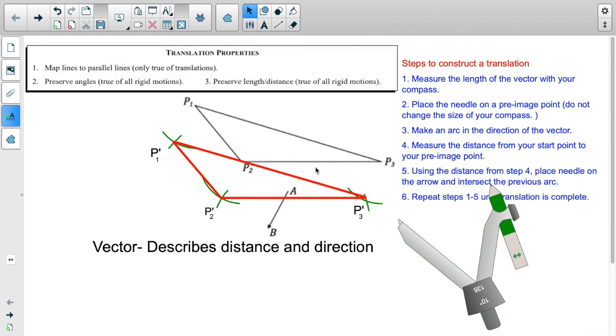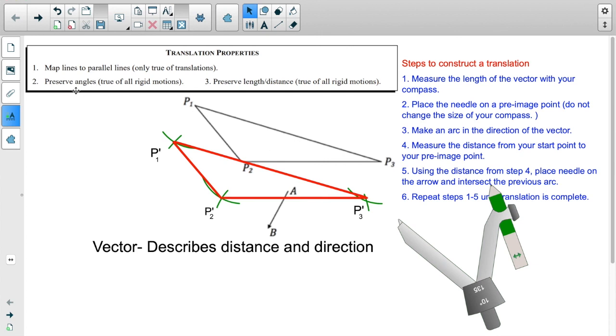Okay, well, first, these are the 3 properties of a translation. It maps lines to parallel lines. Notice that P1, P3 is parallel to P1 prime, P3 prime. So is P2 prime, P3 prime to P2, P3. These are all parallel. All we're doing is sliding, and when we slide, notice that lines are going to be parallel.